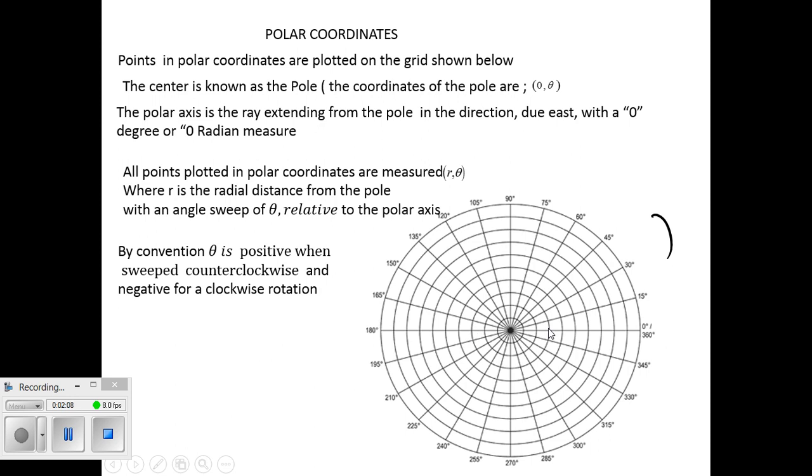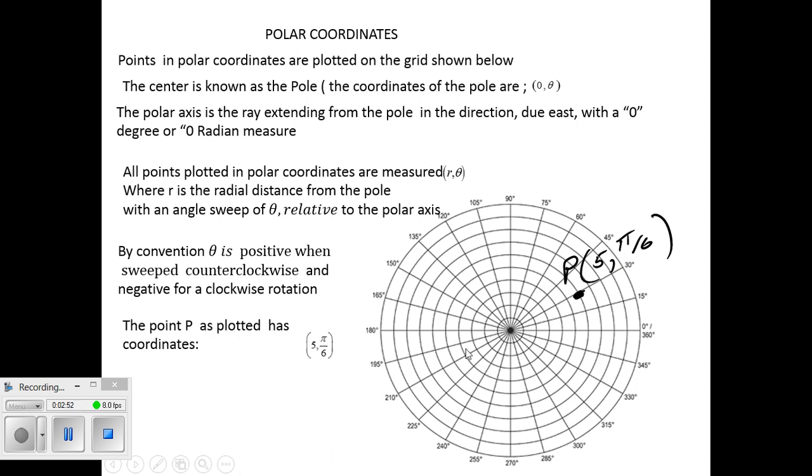Just as we've seen before, angles swept in the positive direction, counterclockwise, are positive angles. Angles swept in the clockwise direction are negative angles, by convention that we saw previously. All points are plotted as r comma theta, a radial distance from the center at an angle sweep. In this case, we're going with radians. It doesn't much matter, but preferably we go with radians.